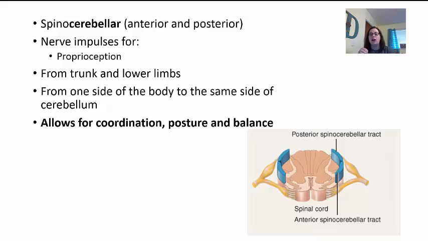Now, this is what's unique here. In every other tract, we have seen that they cross over to the opposite side. Okay, so what I'm feeling on the left side of my body is being interpreted by the right side of my brain, and what I'm feeling on the right side of my body is being interpreted on the left side of my brain. In this particular case with the spinocerebellar tract, that is not what's happening. My right side is interpreted by the right side of the cerebellum, and the left side is interpreted by the left side of the cerebellum. The whole point of this tract is to allow for coordination, posture, and balance. Okay, that's why they're detecting proprioception. And they only go on the same side, and this is what's unique about this one.